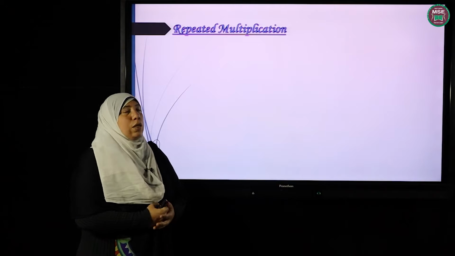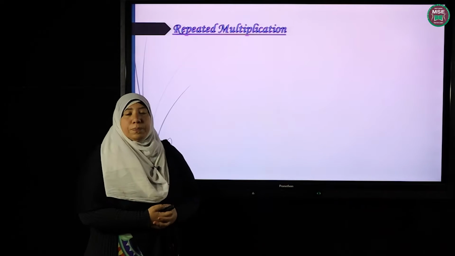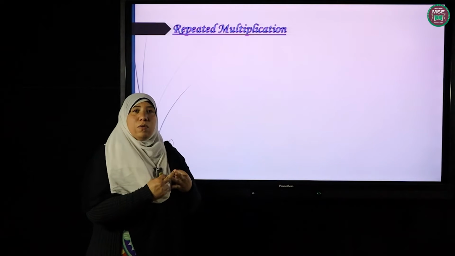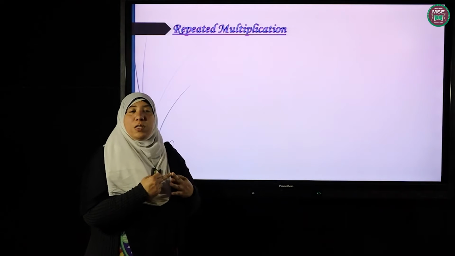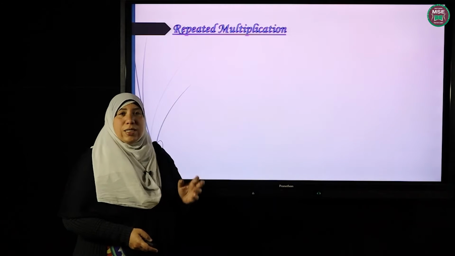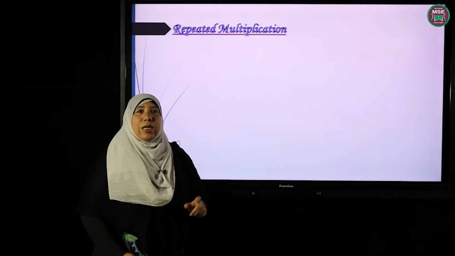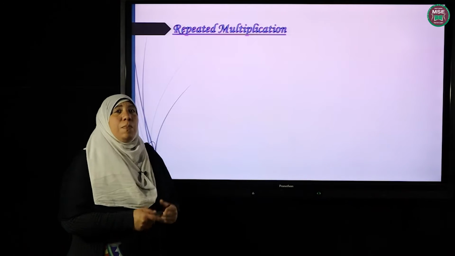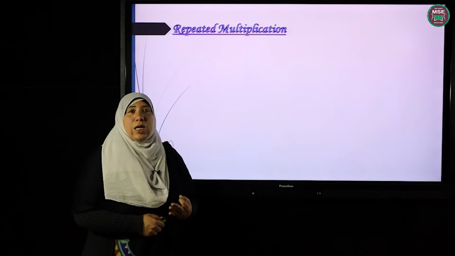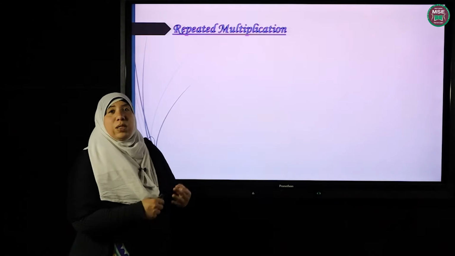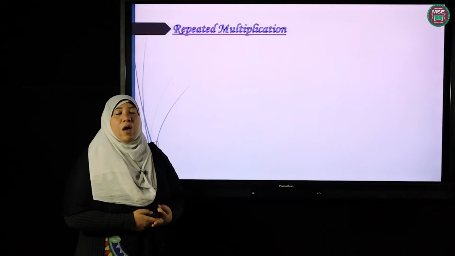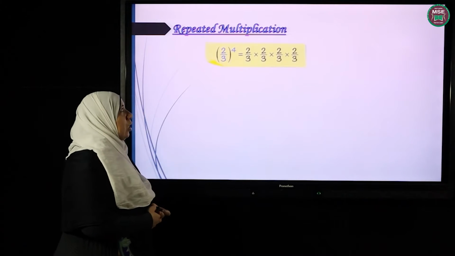As an example, if we want to add 5 plus 5 plus 5, instead of writing 5 plus 5 plus 5, we can write 5 times 3. So the multiplication is an operation of repeating addition. What about the repeating multiplication? What about 5 times 5 times 5? In this case, we replace multiplication by power. So 5 times 5 times 5 is 5 power 3.